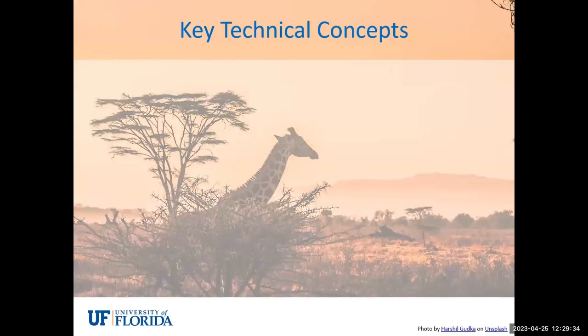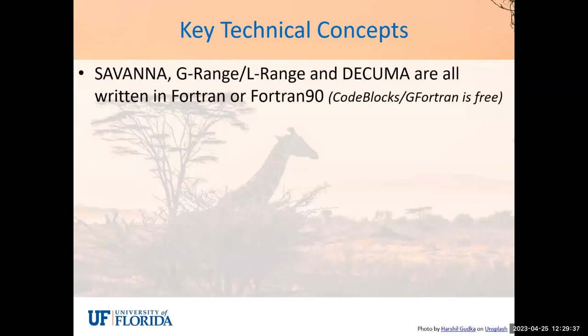So, some key technical concepts: SAVANNA, G-range, L-range. You'll see me sometimes say G-range or L-range. G-range is the global range model. L-range is a local version of that, but effectively it's the same model being run at a local scale.